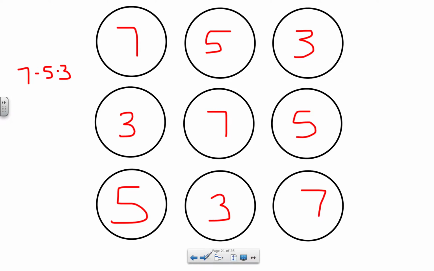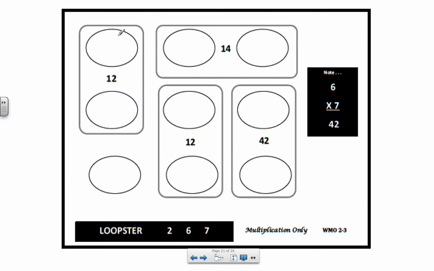A loopster puzzle is what we're going to solve now. A loopster puzzle also has 9 circles, but the difference is some of the circles have loops around them.